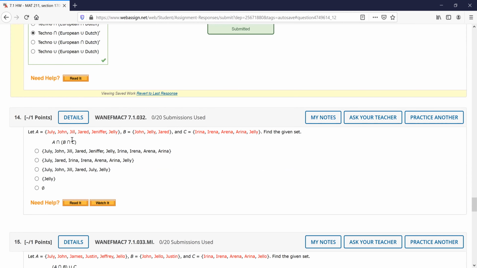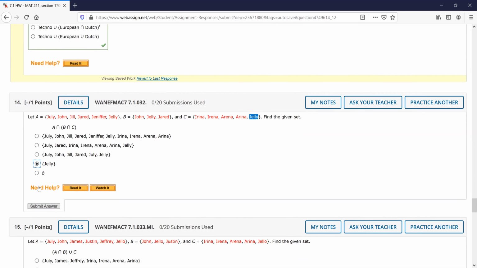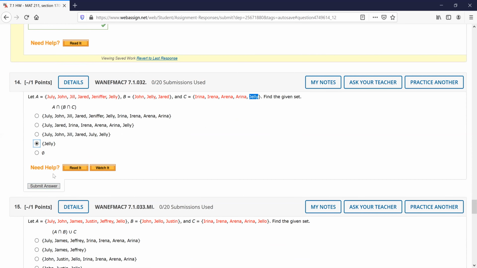All right, 14. We have to find A intersect B intersect C. So B intersect C, we're looking at what's in both of these lists. Has to be in both. Is John in both? Nope. But Jelly is. Jelly is in both. Now, is Jelly in A? It is. Yes. So that's the only one that's in all three. A intersect B intersect C means it has to be in all three.